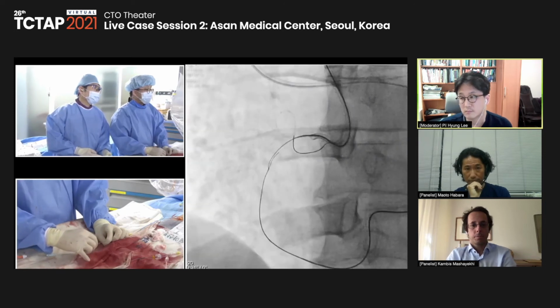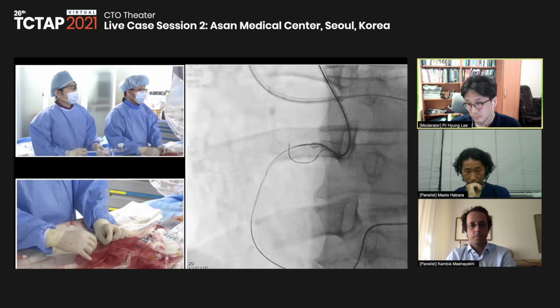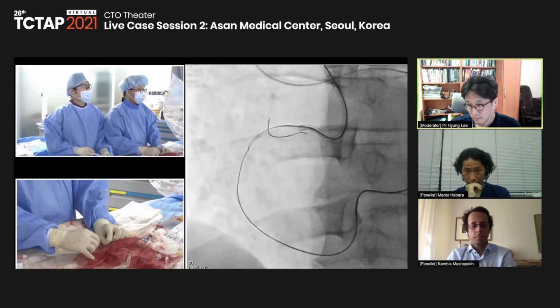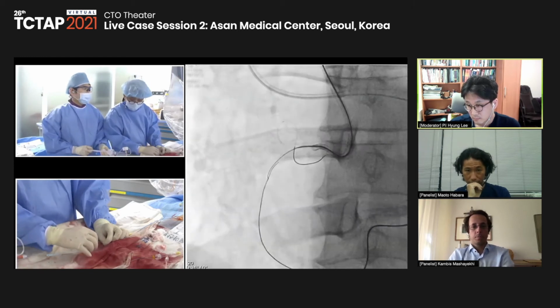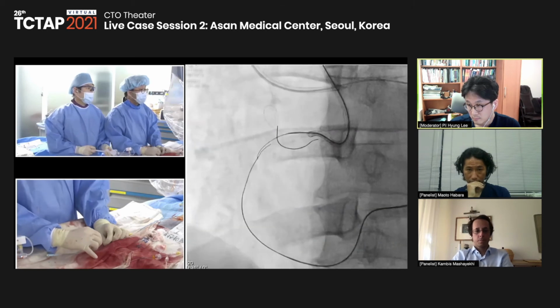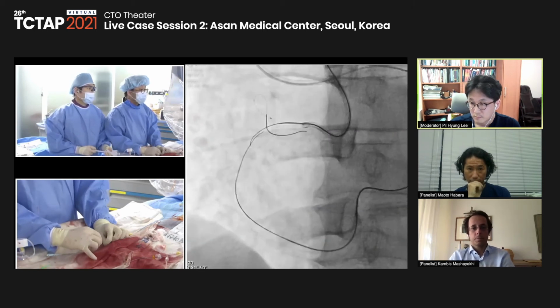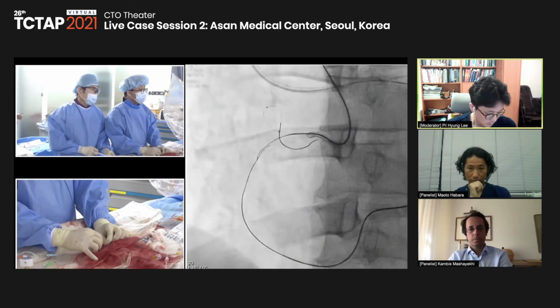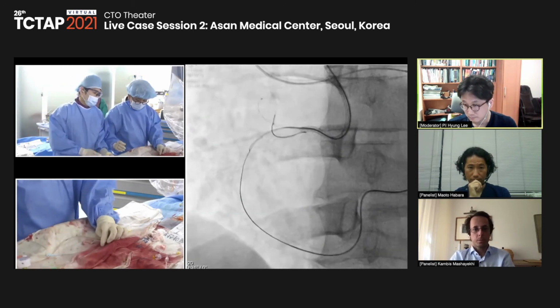The last backup through the RCA guiding catheter is a major drawback of this procedure. Okay, the 2.0 nominal. Nominal pressure 6. 6.